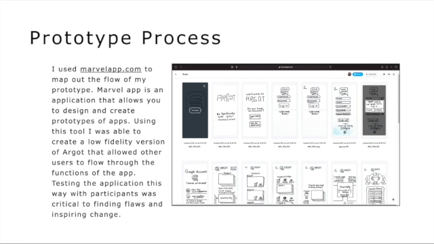As part of my prototype process, I used Marvel app to map out the flow of my prototype. Marvel app is an application that allows you to design and create prototypes of apps. Using this tool, I was able to create a low-fidelity version of Argo that allowed other users to flow through the functions of the app. Testing the application this way with participants was critical to finding flaws and inspiring change.